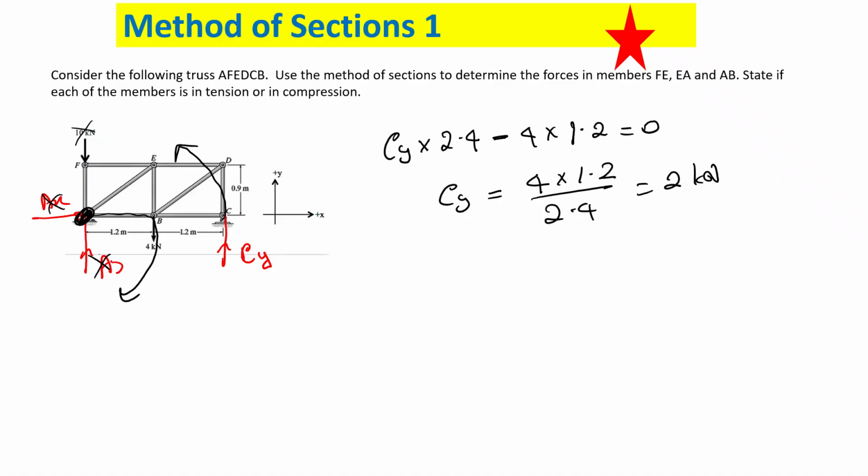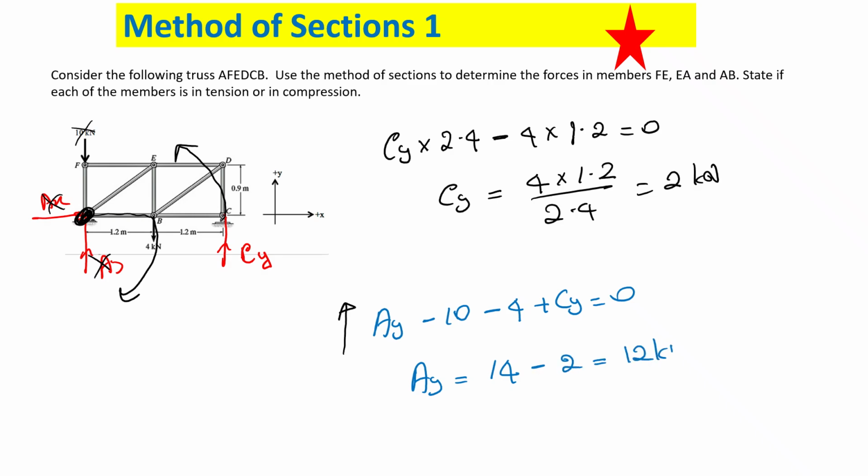Now you consider all the forces in the y direction. You have AY minus 10 minus 4 plus CY is equal to 0. So your AY is 14 minus 2, which is 12. Did you get this or not? Okay. All right. 14 and 2.